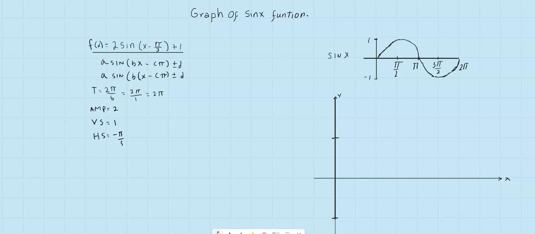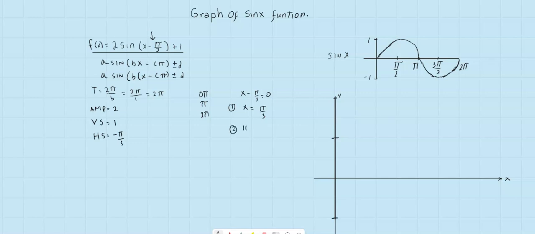Okay, so we're going to do this. That's where we find our zeros: 0, pi, and 2 pi. So what I'm going to do is take the argument right here, x minus pi over 3, and set it equal to 0. Then x is equal to pi over 3. That's our first 0 right here.